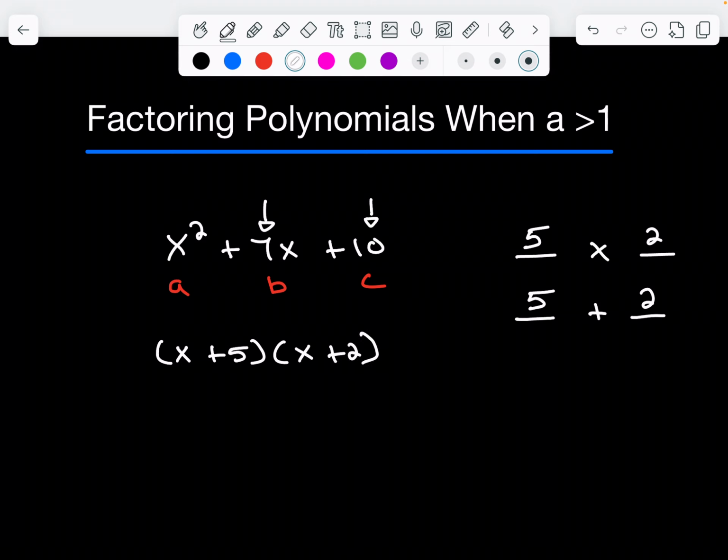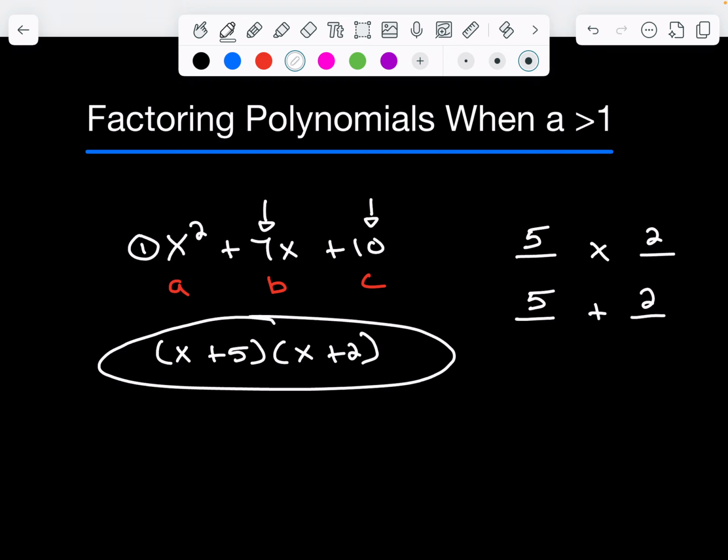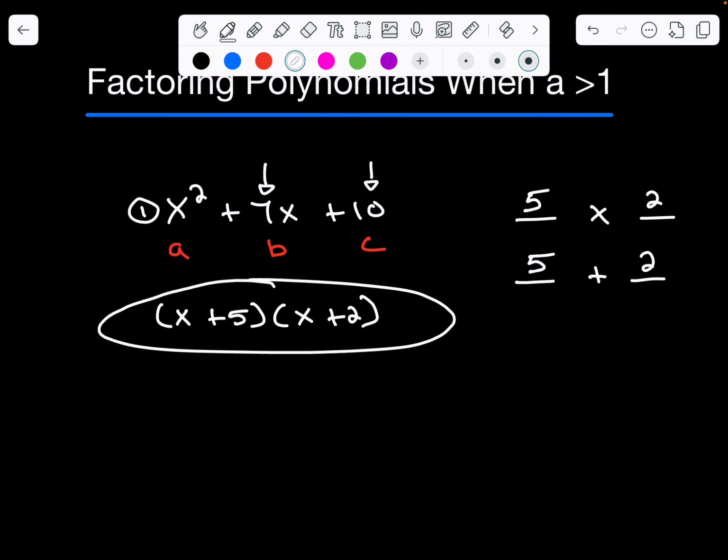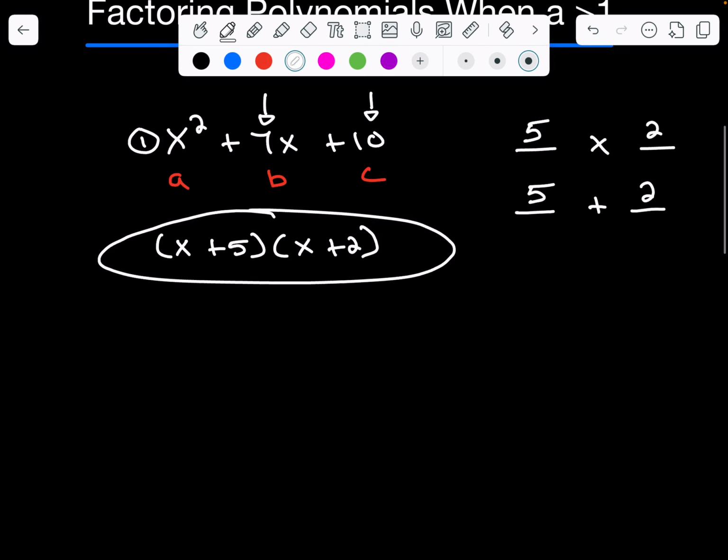So that is factoring when a is equal to 1. This is your answer. And of course, and I won't do this here, we can FOIL this out to make sure that we did this correctly and check our work. So let's say that we had something a little bit more complex. So 2x squared plus 7x plus 6.